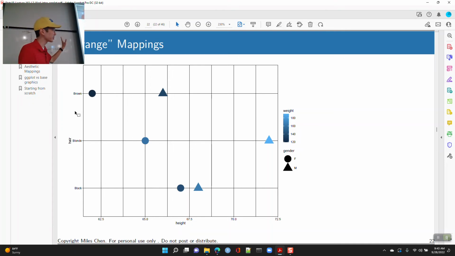But R doesn't know that, so it just sees 3 categories, okay? And it just says, okay, some people are in this category, and we're going to arbitrarily put this category on this position on the y-axis, and this category at this position on the y-axis, okay?